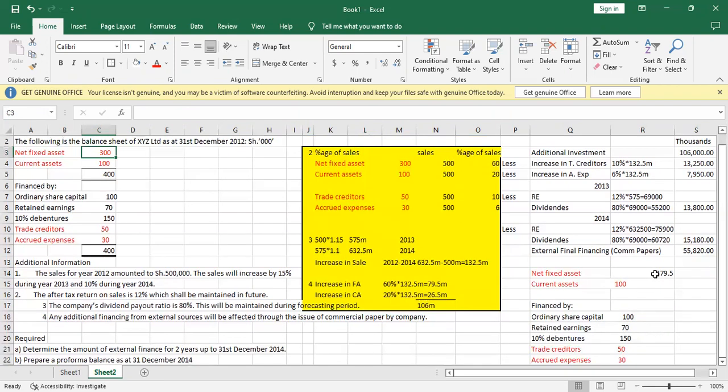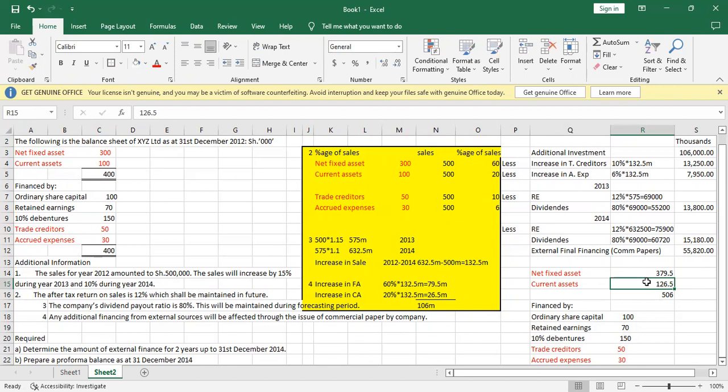I'm just checking. I go to the current assets. The current assets increased by 20%. So 20% of 632,500 I'm getting 126.5. If you check, I have 100 plus 26.5 million. So it becomes 126,500. So I'll add these two. That is 506. So 506.